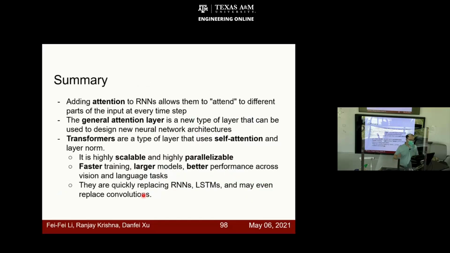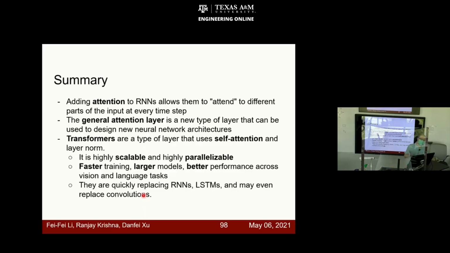Okay, so let's summarize, right? We started with attention, and we started with still using the recurrence in RNN, but allowing attention to occur. So we allow them to attend to different parts of the input at every time step, right? So that actually allows for accuracy, but also explainability, right? That also helps us detect the bias in our neural network models, right? So we talked about that first.